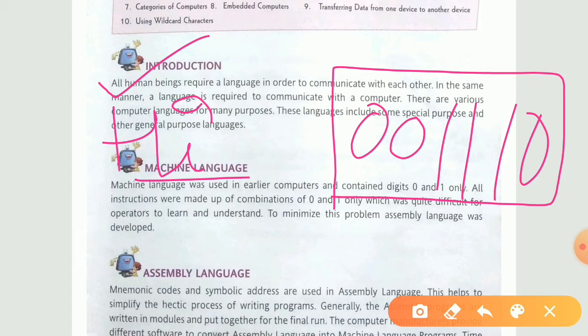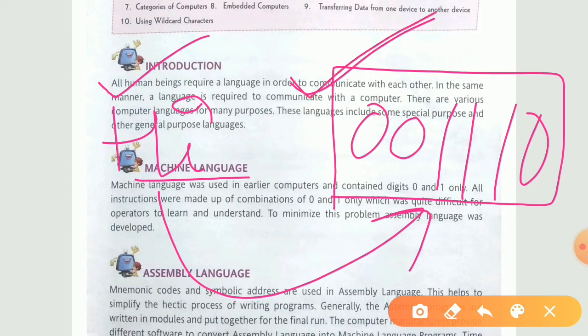The combination of zeros and ones is very difficult for any individual to understand. How are we going to convert this hi into zeros and ones? This is a very difficult task. Now, to minimize this task, we have certain evolutions of computer languages. So this was the initial language that your computer had.